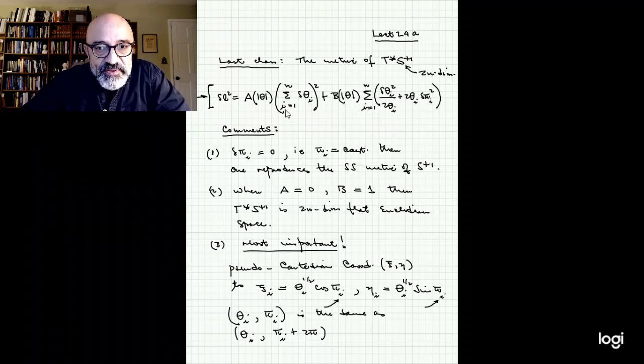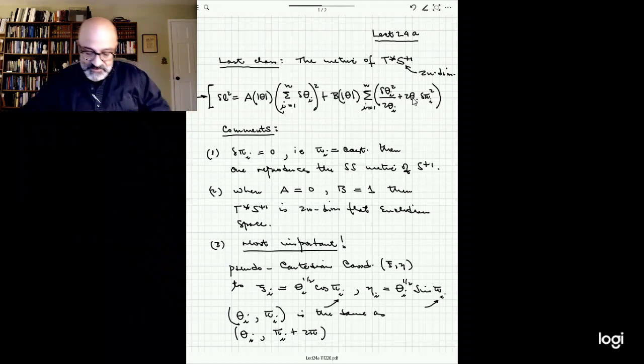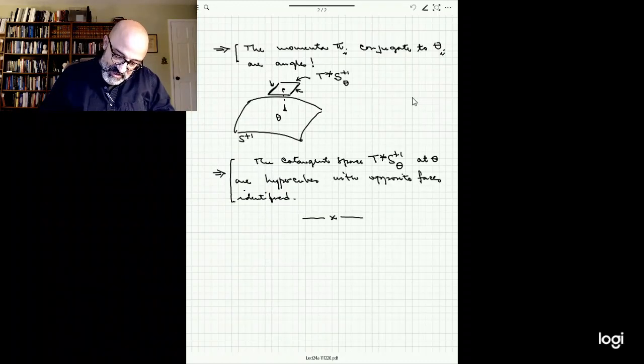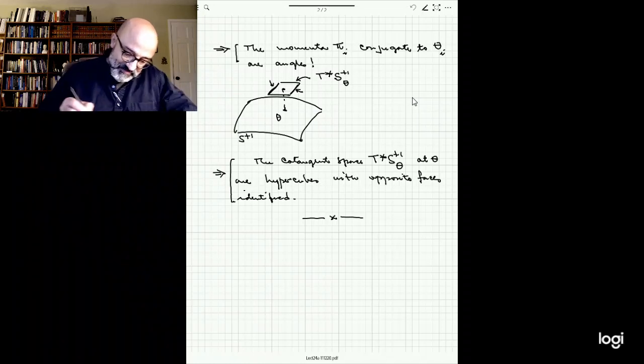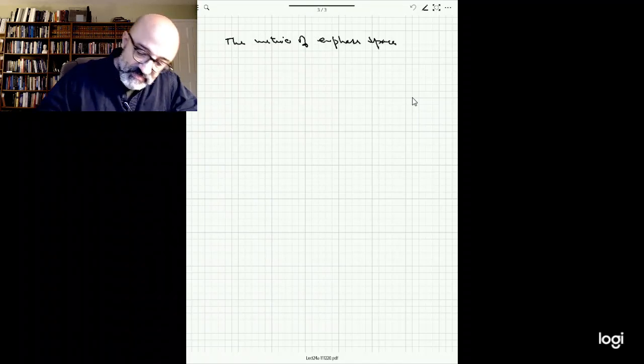Our third step is going to say, well, all right, it's nice, we have the metric for the full cotangent bundle, but really what we're interested in is T star S, not T star S plus 1. We want the phase space. So the next step then is the metric of the epistemic phase space T star S.